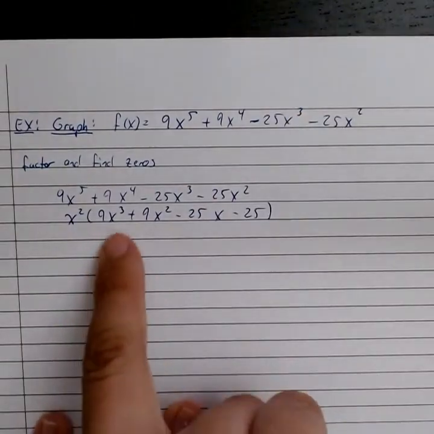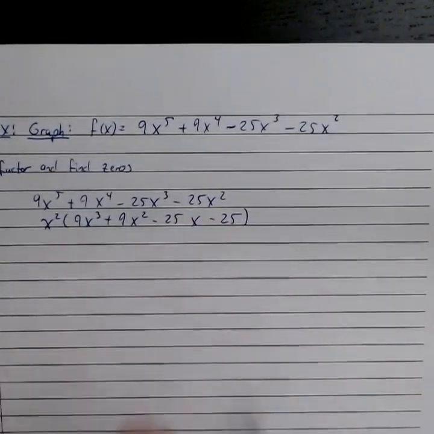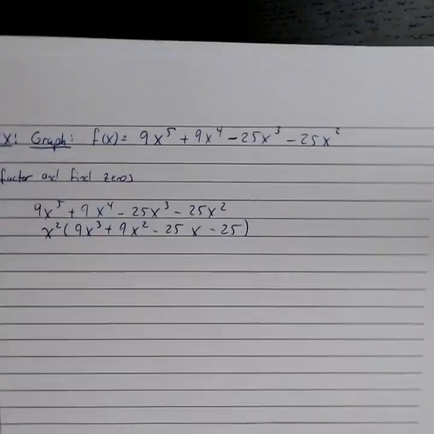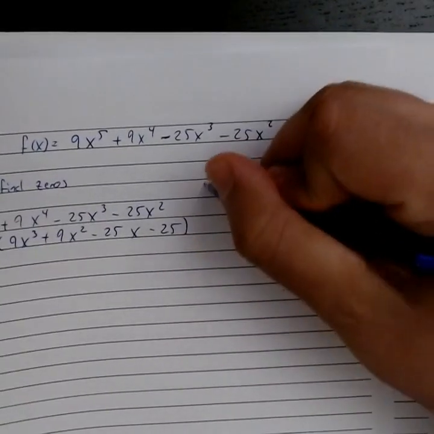Okay. Now here, it's got 4 terms, so I think the difference of squares may work out. Now, of course, it may not, but there's a good chance it will. So let me go ahead and do that over here.